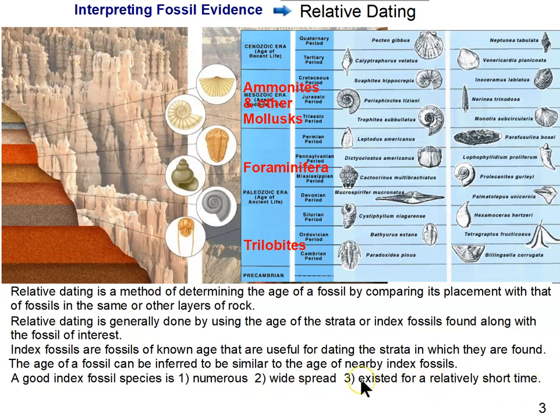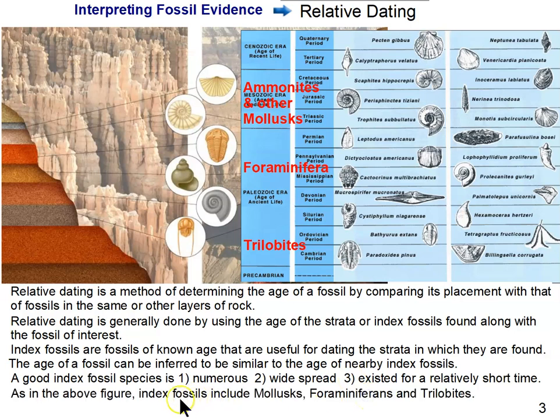So again, if you find a fossil of something and you don't know its age, and you find index fossils all around it, in the same stratum, and you know the age of the index fossil, then you can infer that the age of the specimen that you don't know the age of is very close to that of the index fossil. So index fossils include things that fossilize very well. That's another characteristic, actually, that should be in this list. So they're numerous, widespread, existed for a relatively short time, and also have hard parts that fossilize really well.